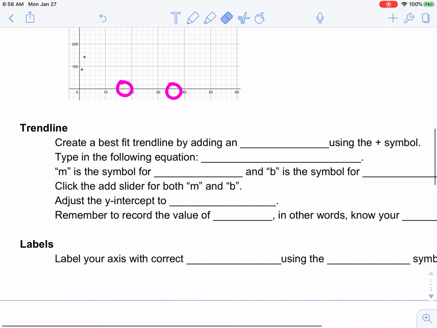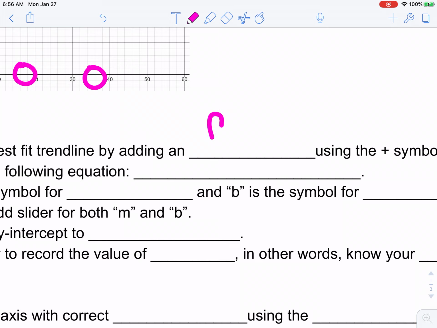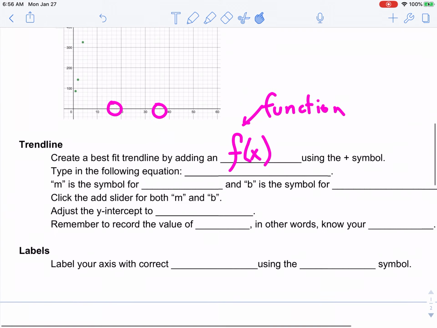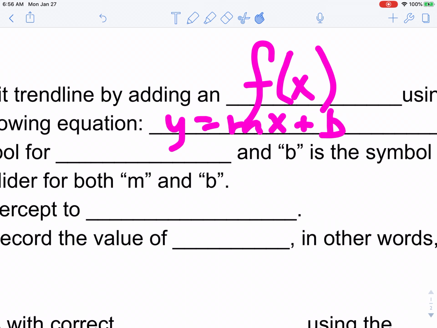Create a trend line of best fit by adding an expression using the plus symbol. So we're going to use the y equals mx plus b expression. So it looks like that. This means function. You don't need to know this, but it's good to know it. Function, or f of x, is how they say it in math class. And you want to type in the following equation: y equals mx plus b. You guys know this. This is your linear equation. You should have this memorized by now.